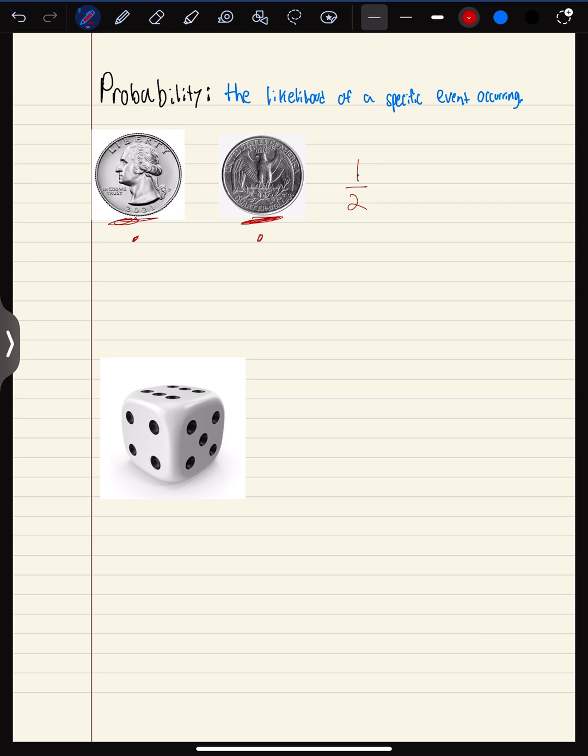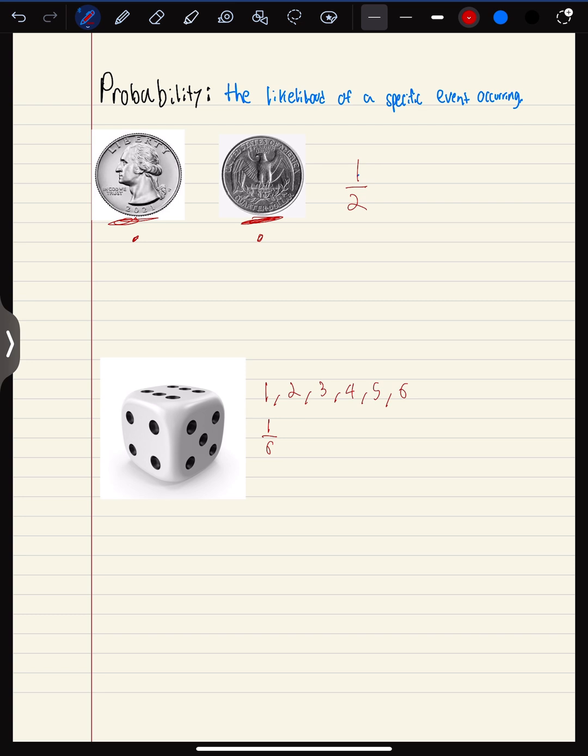Now if we go down to the 6-sided die, we have 6 possible outcomes. We can get either a 1, a 2, a 3, 4, a 5, or a 6. Now, because we have six total possible outcomes, that means the chance of landing any one singular outcome is 1 out of 6. So pretty simple so far.